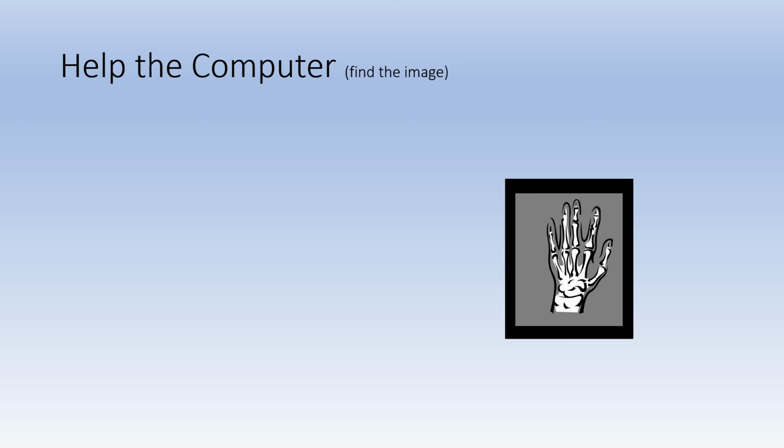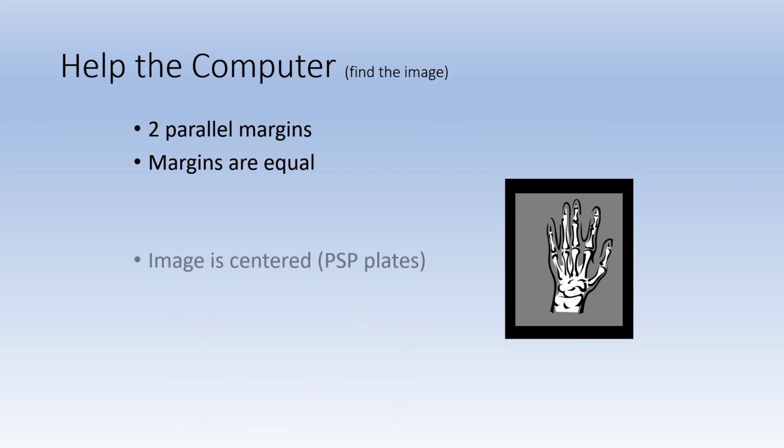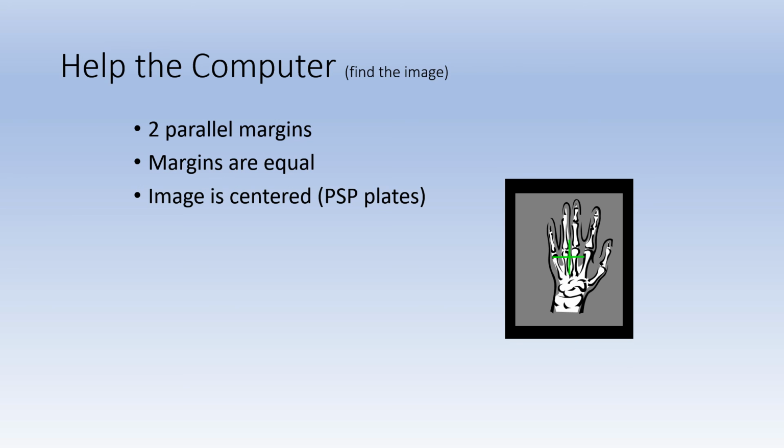Is there anything we can do to make the computer's job easier? The answer is yes. Make sure that there are a minimum of 2 parallel collimator margins on all images. And these margins should be roughly equal in size. If you're using a PSP plate, as you would in CR systems, the image should be centered on the plate. I don't recommend placing multiple images on a single plate, even though most CR systems allow this false economy. Again, if using a PSP plate, it is recommended that the image cover a minimum 1/3 of the plate.